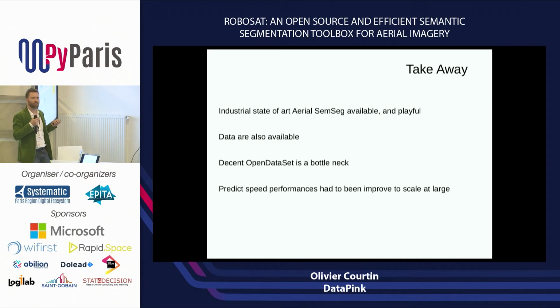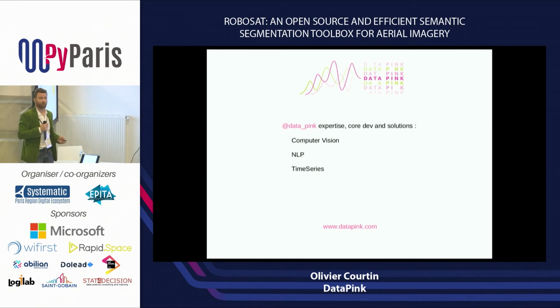So if you want a good semantic segmentation, the current bottleneck is to build an open data set available all over the world with really good data as mask and not as a feature. And as I said, the prediction performance should still be improved. So that's it, and thanks.